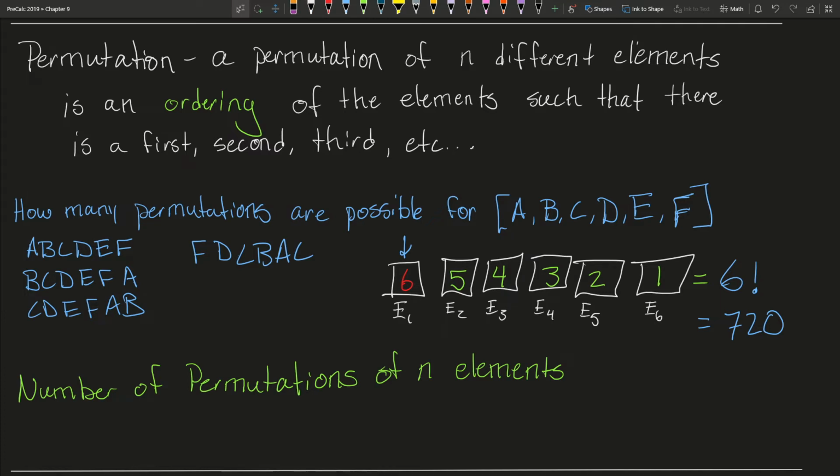All right, so a shortcut of this: if we're asked how many different orders of n things there are, so the number of different permutations of n elements, all we really have to do is take the number of elements and take the factorial of that.